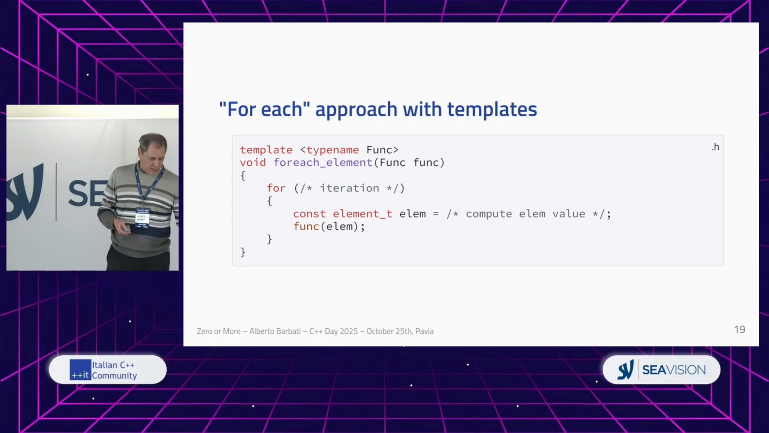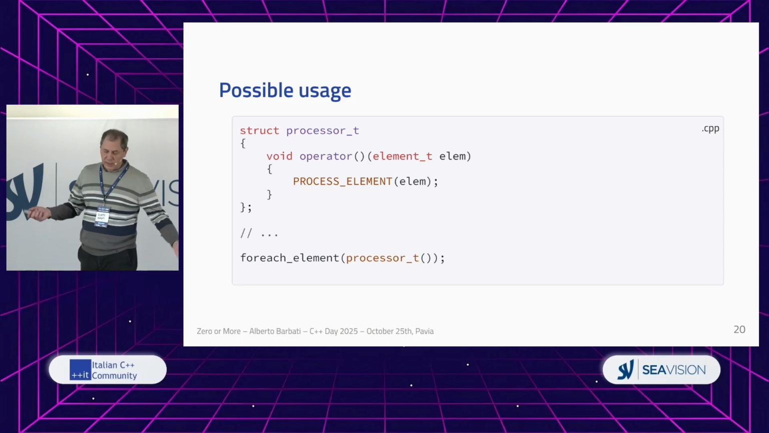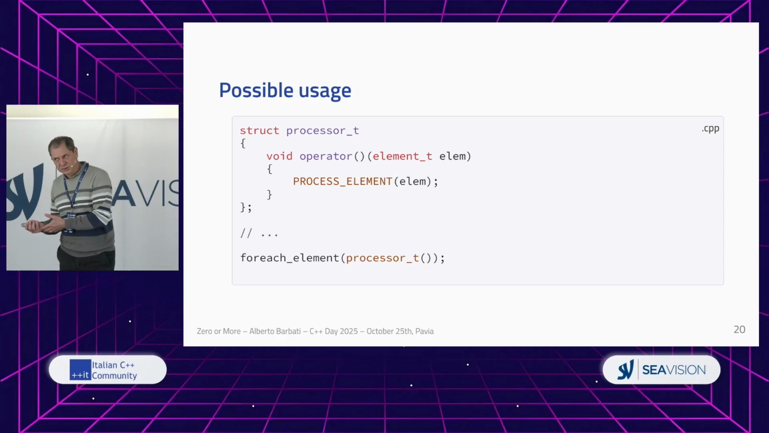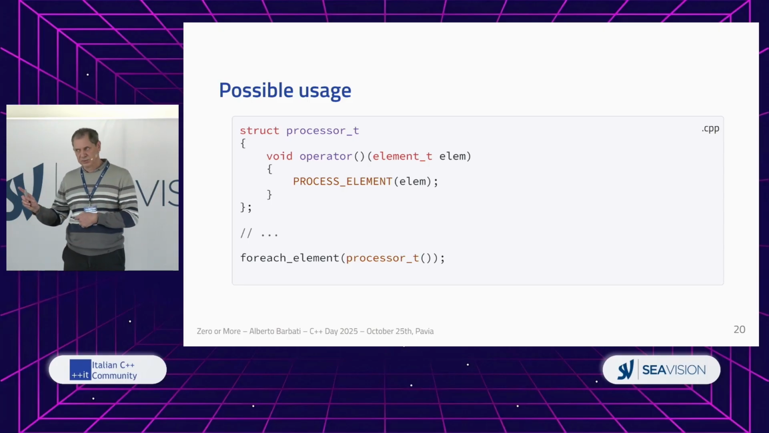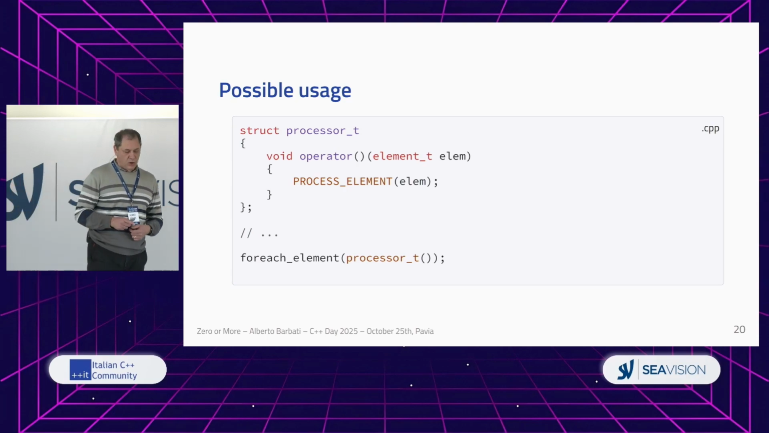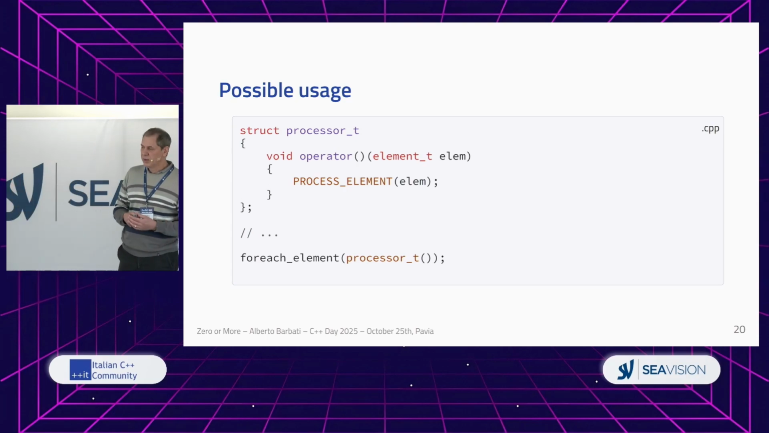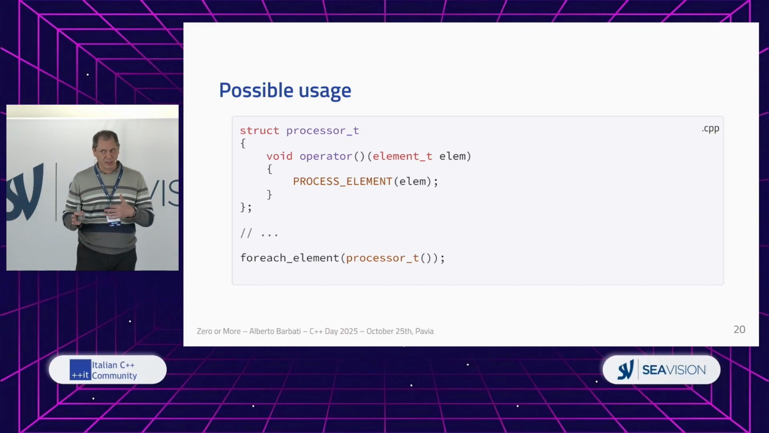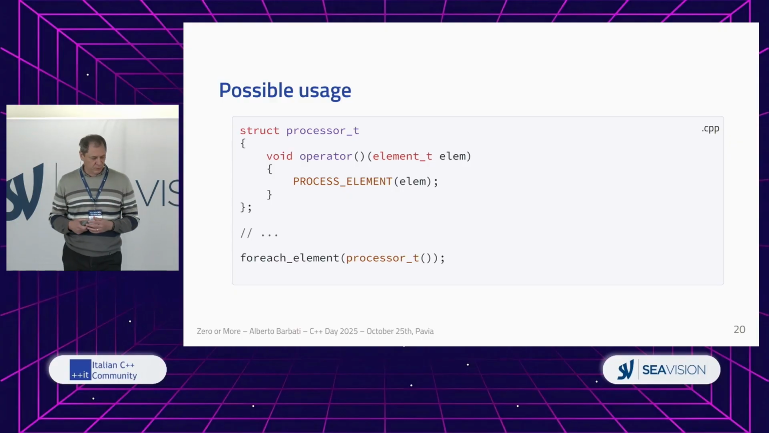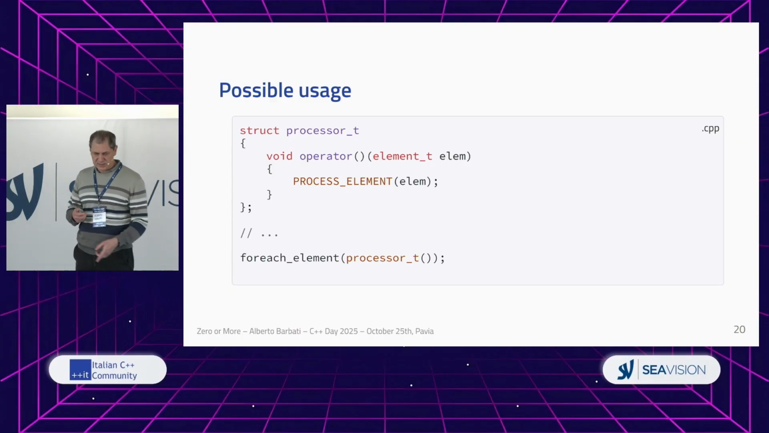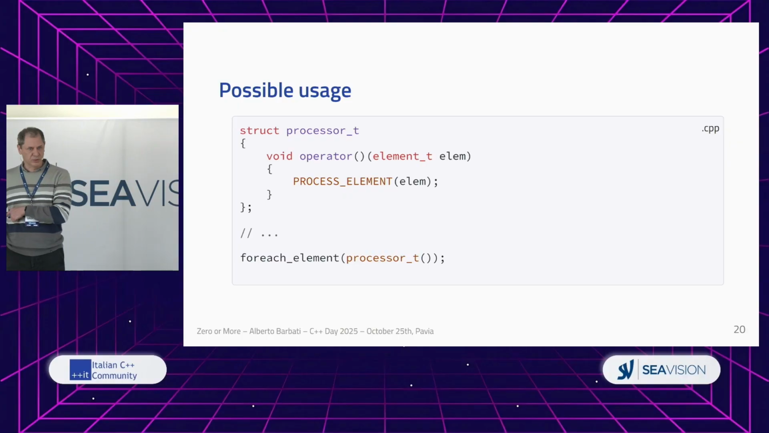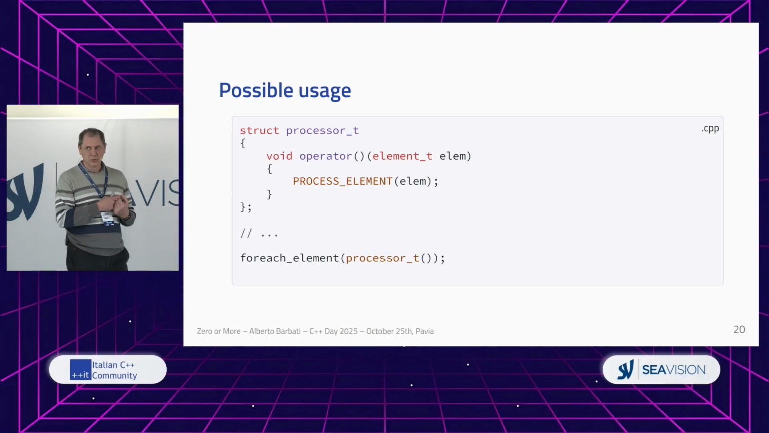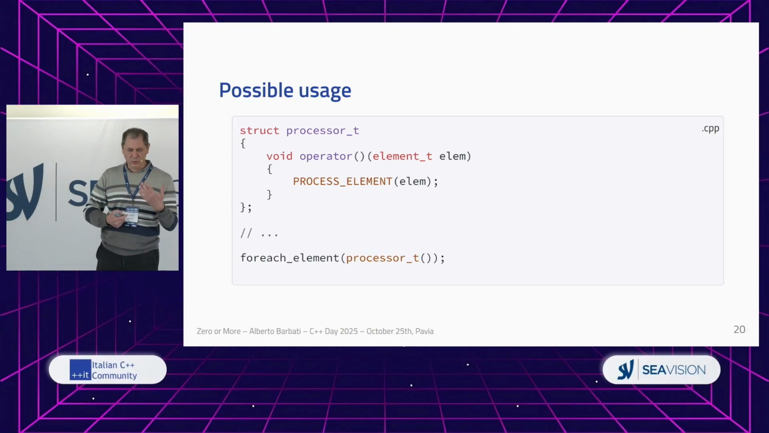Okay, how do we use this? Well, instead of having a function, now I need to have an object. So I need to declare a struct or a class with the operator. You could actually use a function directly because function pointers are callable, so they can be used as the arguments of the for each element. But using a struct like this allows you to pass context to the function, something that we weren't able to do in C without void pointers and casts.